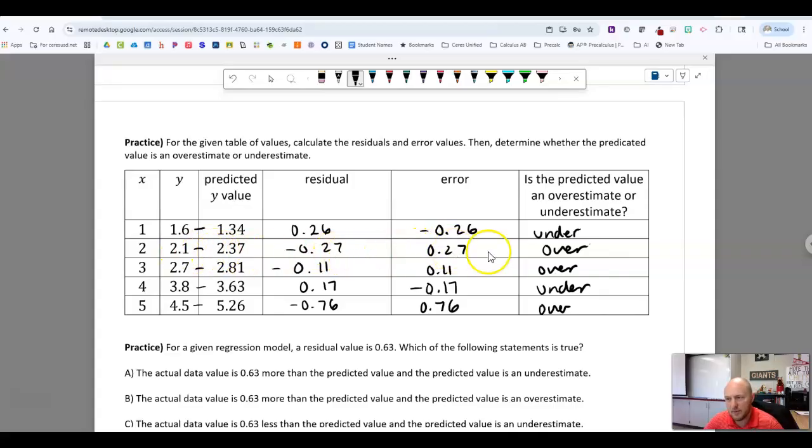The error would be the opposite, and we overestimated. That's an overestimate because our model is bigger than our actual. And then here's the other values. If you want to go ahead and verify your work, you can pause me or just copy this down.